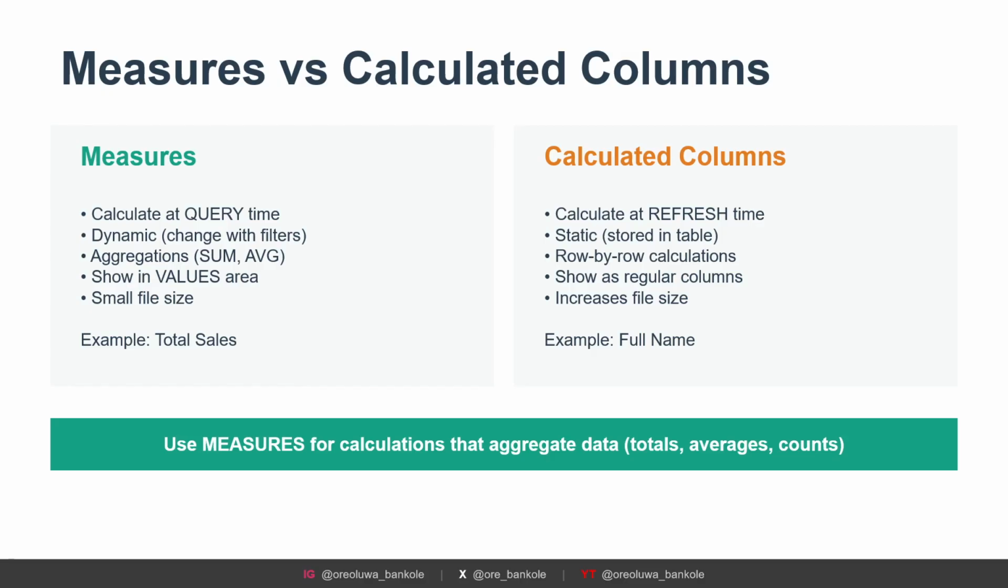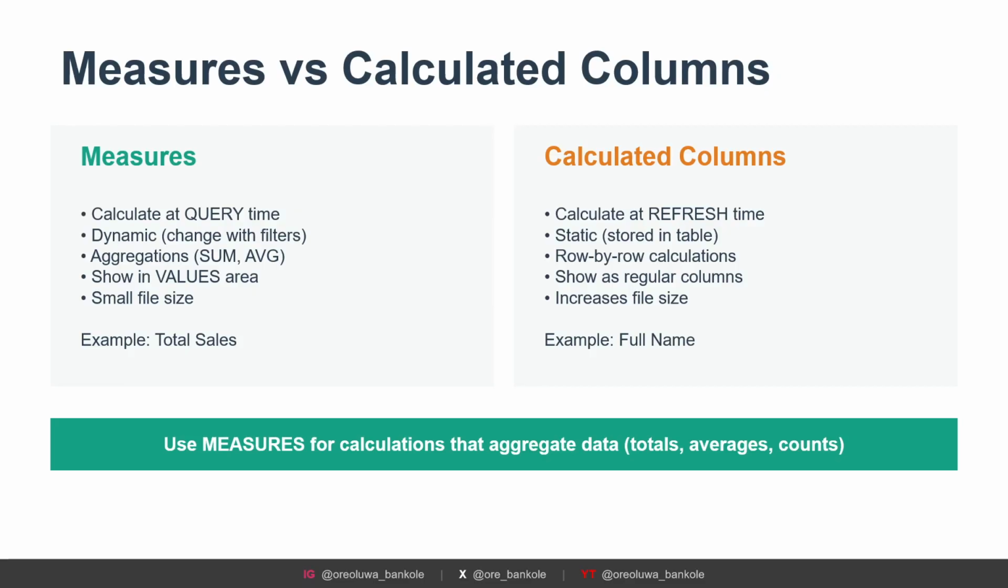So think of a calculated column as a row by row calculation that is saved permanently, while a measure is something that is calculated when needed, and it changes with context. Are you following? From the definition on the screen, you can see that a calculated column is usually static, it does its calculation row by row, and it's stored in your data model.